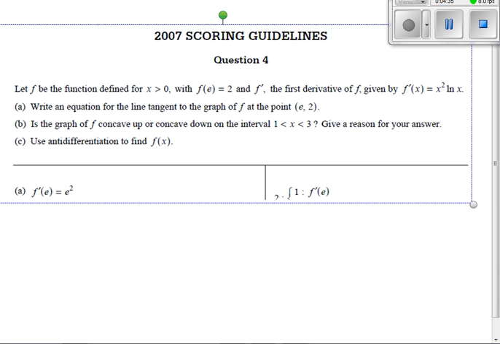B, is the graph concave up or down? And when it says give a reason for your answer, I give the reason first. How do you know if something's concave down? F double prime must be less than 0. Concave down. So that tells me I need to find the second derivative. These are the AB topics.